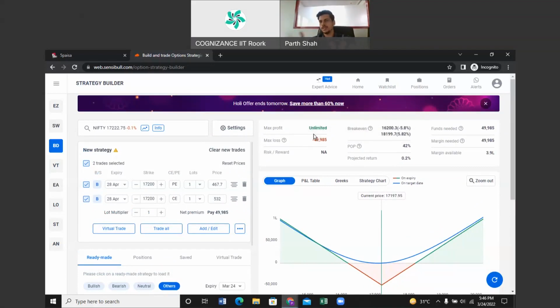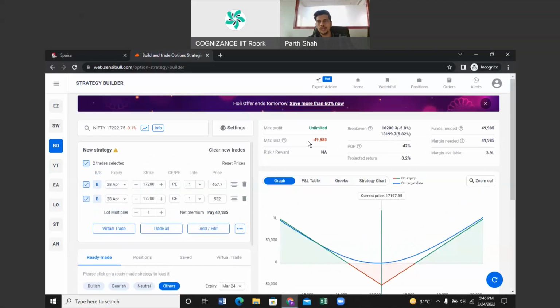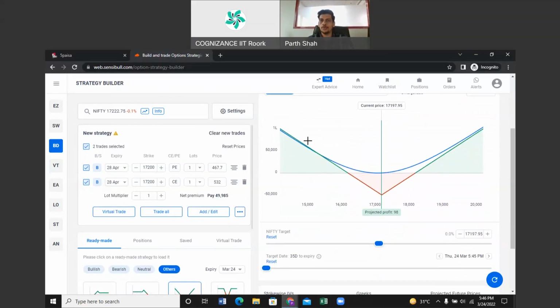So your max profit is unlimited and your max loss can be here. Why I particularly like this tool is it gives you the probability of profit. If you execute this particular strategy, what is the probability that you will end up in profit? It is only 42% for this particular strategy. So you can modify this strategy to improve your probability of profit, and you can minimize your risk as well. That's where you have to grow more into derivatives.